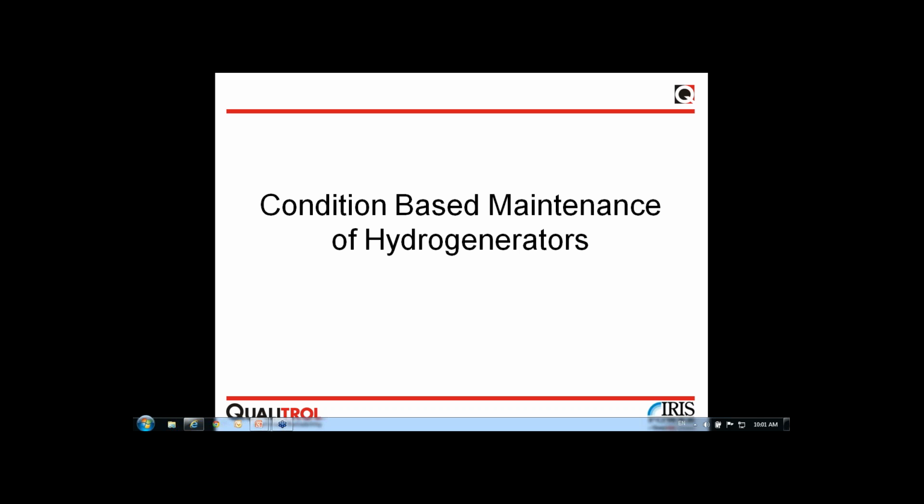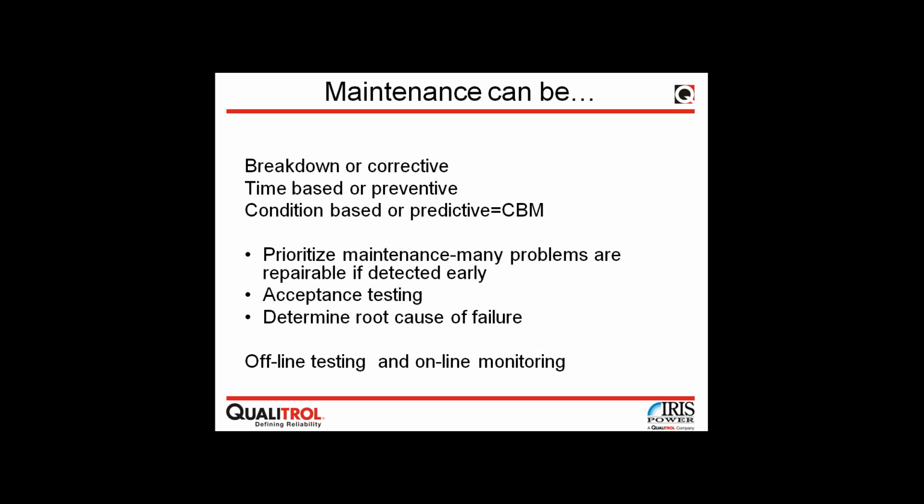Anyway, so to start, basically we are talking about maintenance, and there are different methods of doing that. The simplest one may be doing nothing, waiting for a problem to happen and then correcting the problem. The second one might be a little bit more proactive, time-based or preventive, but again, it's not necessarily appropriate for the condition of the machine. And the one that we'll be talking about today is condition-based or predictive, or the CBM approach, which gives you the opportunity to prioritize maintenance and to address things as they are required rather than based on a calendar schedule, which might be premature or might be too late for certain machines.